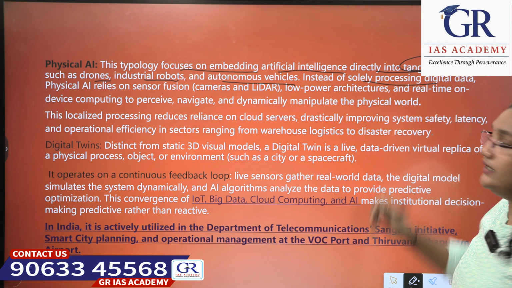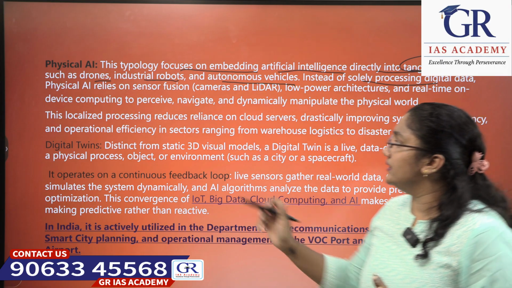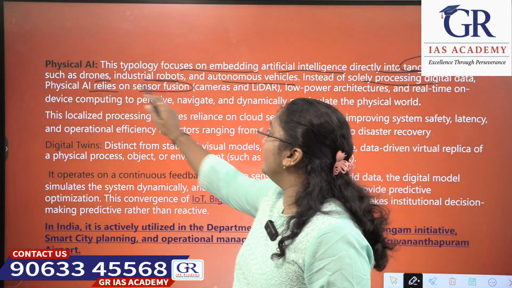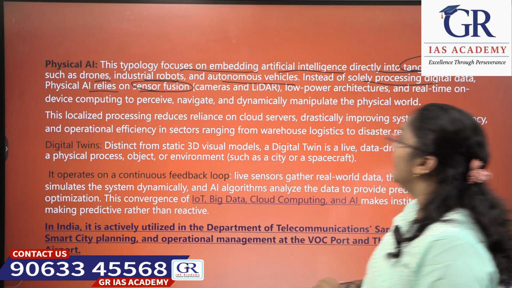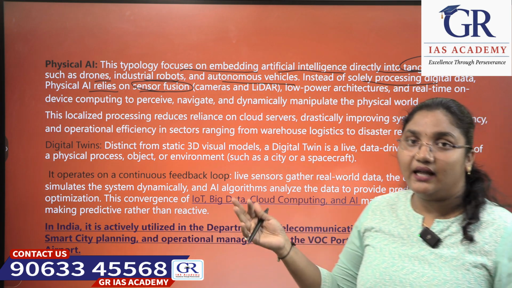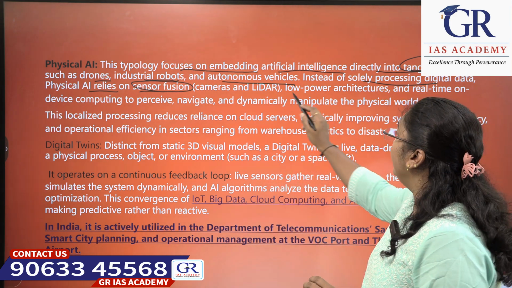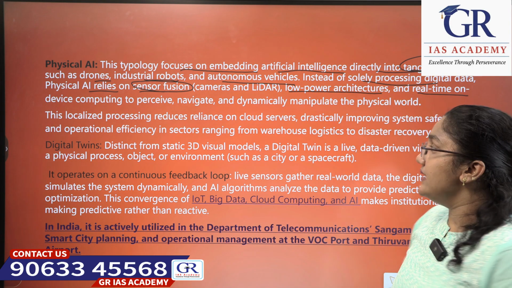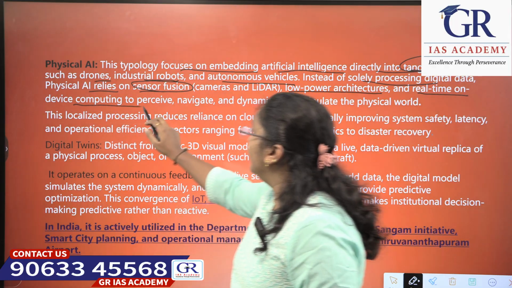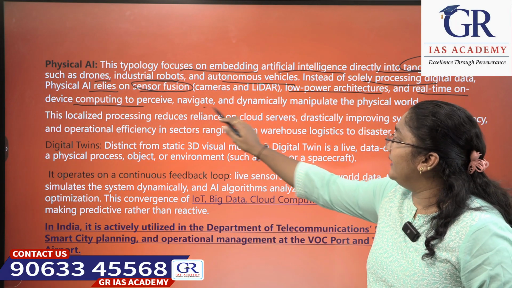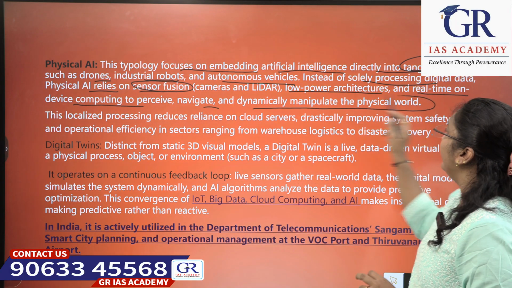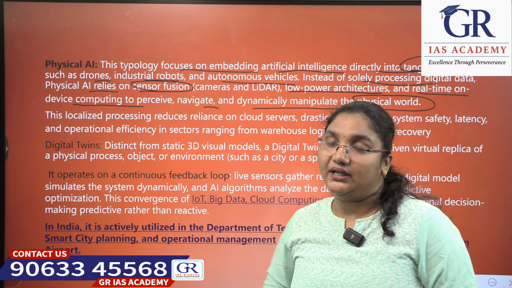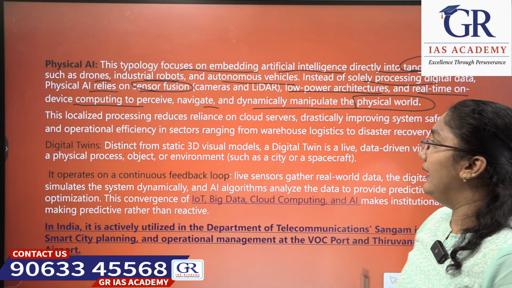Instead of only processing digital data, physical AI relies on sensor fusion, like cameras and lidars, and low power architectures and real time on-device computing to perceive, navigate and dynamically manipulate the physical world. Generally, this is physical AI.